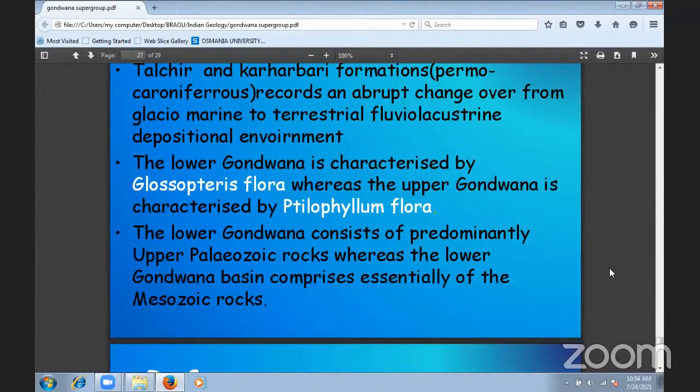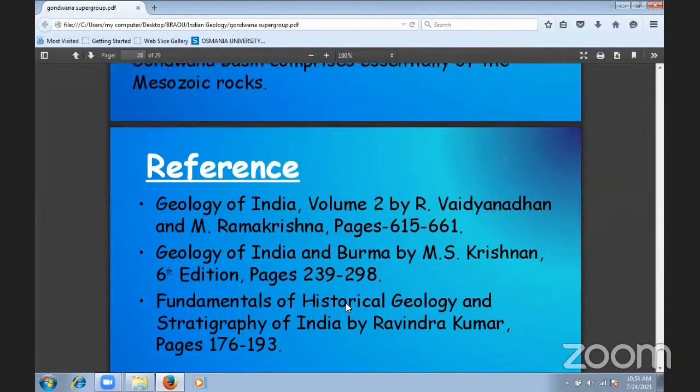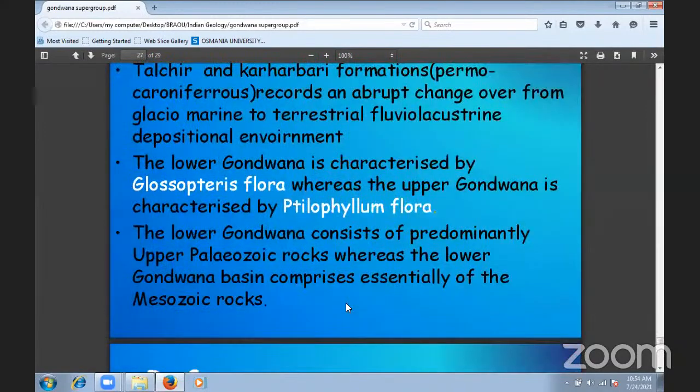And the lower Gondwana consists predominantly of upper Paleozoic rocks, whereas the upper Gondwana basin comprises essentially Mesozoic rocks. And let us see Deccan traps.